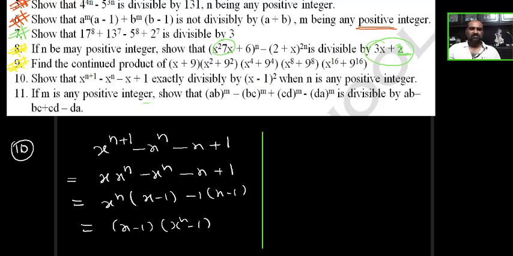Listen students, what I got, I want to write (x - 1) into (x^n - 1^n). Now, what is the problem? a^n - b^n is always divisible by a - b, no? That I will write. So x - 1 into some polynomial.